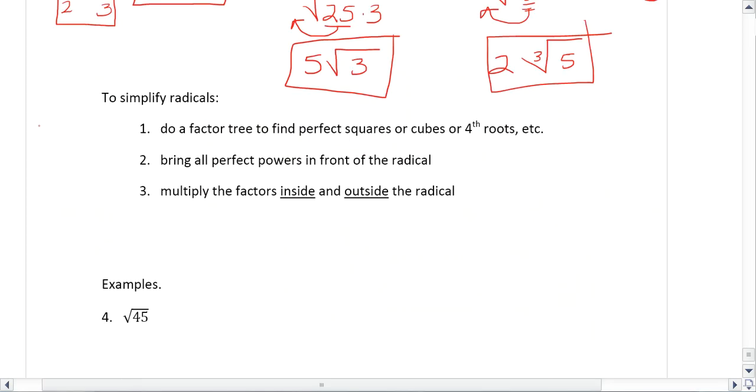So here we have in words that process that we were just doing. To simplify radicals, you are searching for any perfect roots that are under the radical, and you do so by looking at a factor tree to find perfect squares or perfect cubes or perfect fourths, whatever the root is. You bring the perfect powers out in front of the radical sign because you've done that root. And if you have more than one factor out in front, you do multiply them.